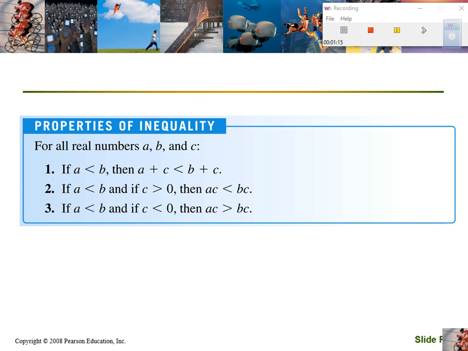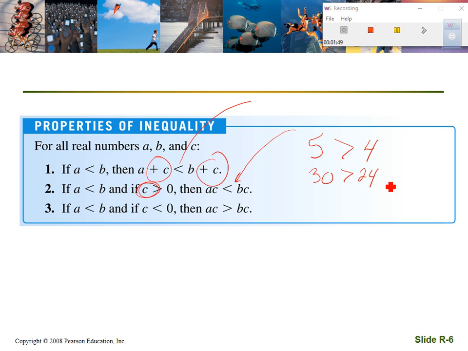Now, when we're dealing with inequalities, you have the power to do the following. You can add any number as long as you do it to both sides, and it does not change the truth of the inequality. You can multiply both sides by any positive number, and it does not change the truth of the inequality. So 5 is greater than 4. If I multiply both sides by 6, I get 30 is greater than 24. I still get a true statement.